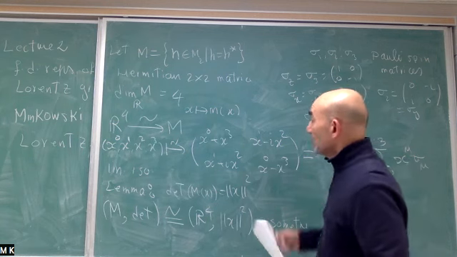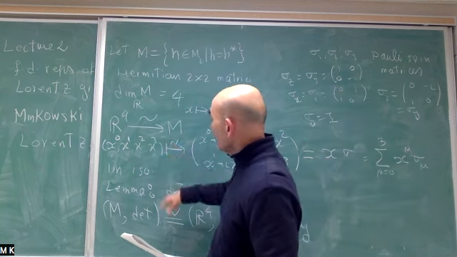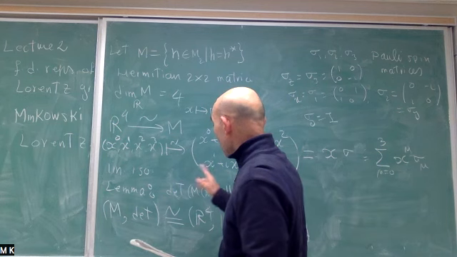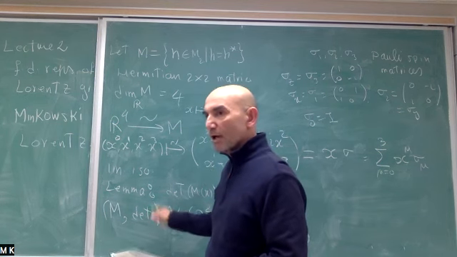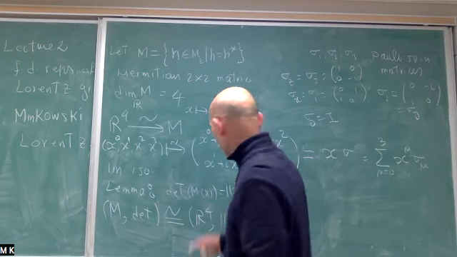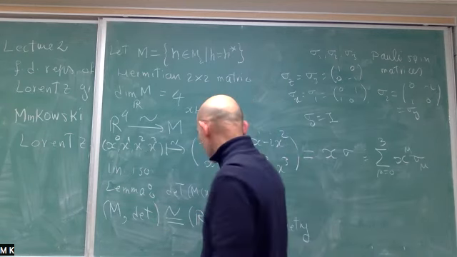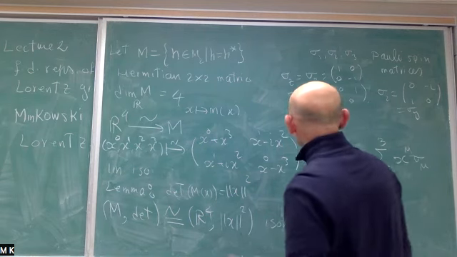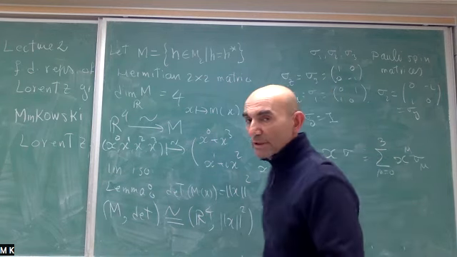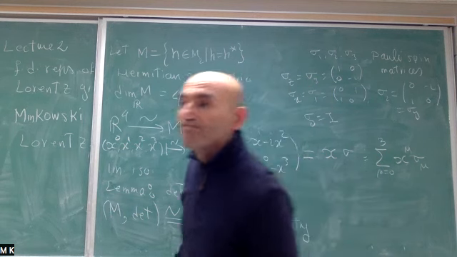So what can we do with this now? We are going to use this and find a copy of the Lorentz group acting on these Hermitian 2x2 matrices in a very interesting way. So let me introduce a group now, which you know, of course. This is SL2C.